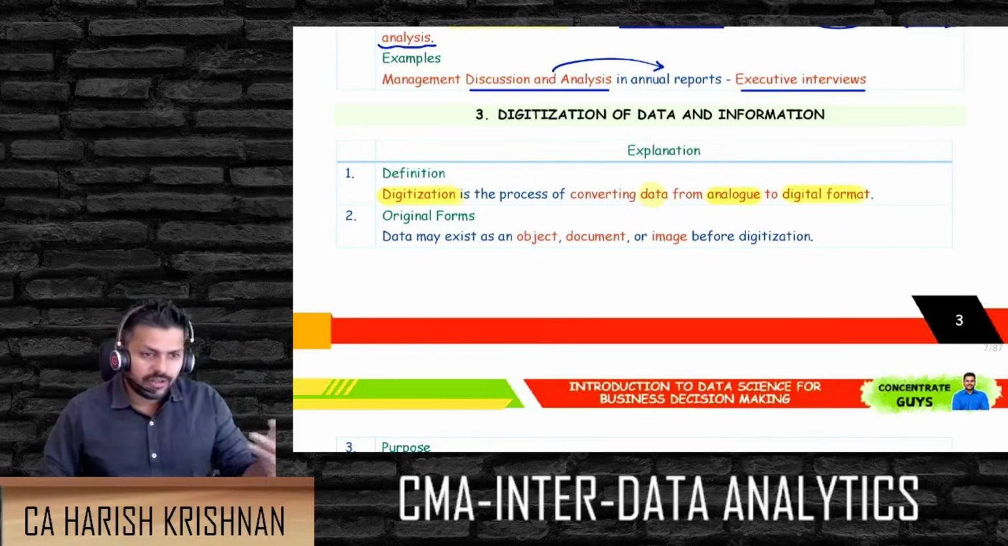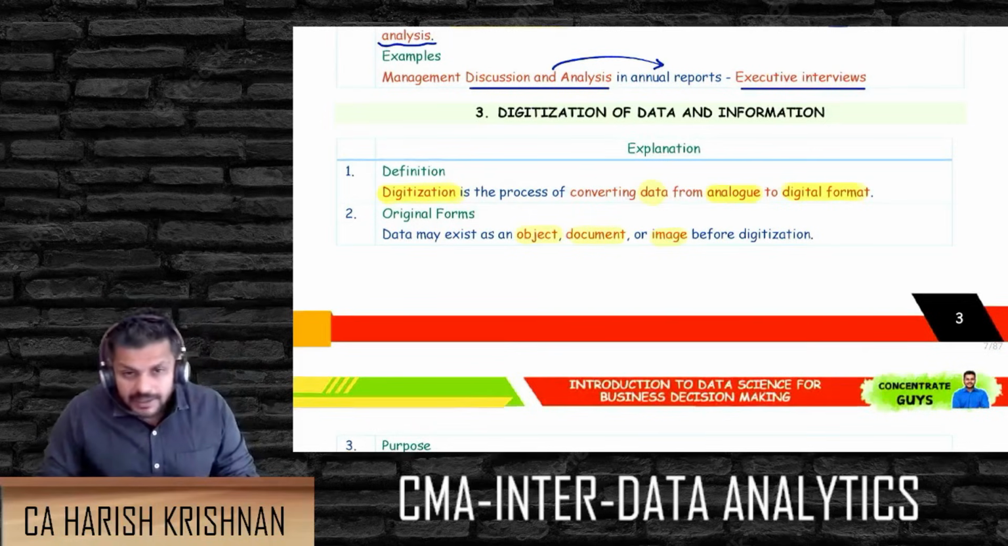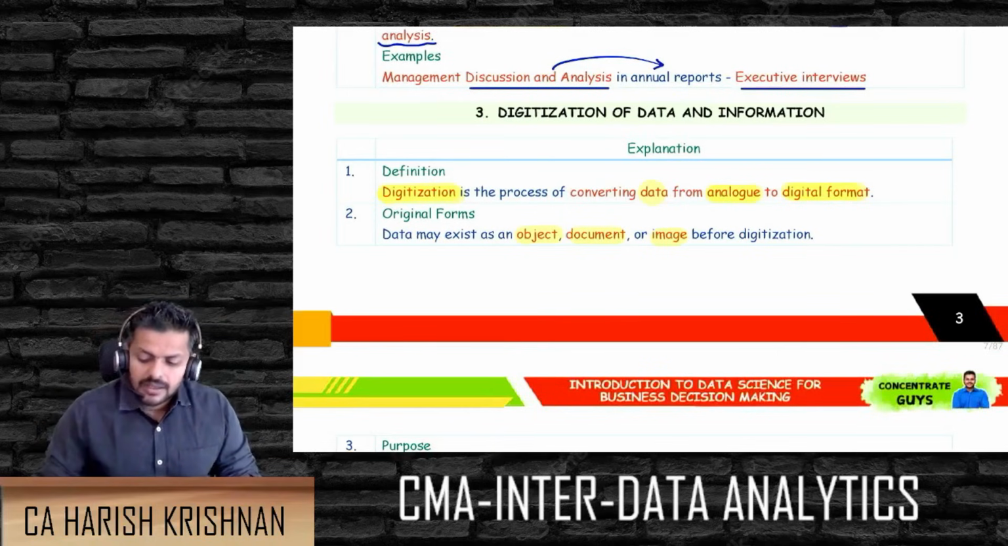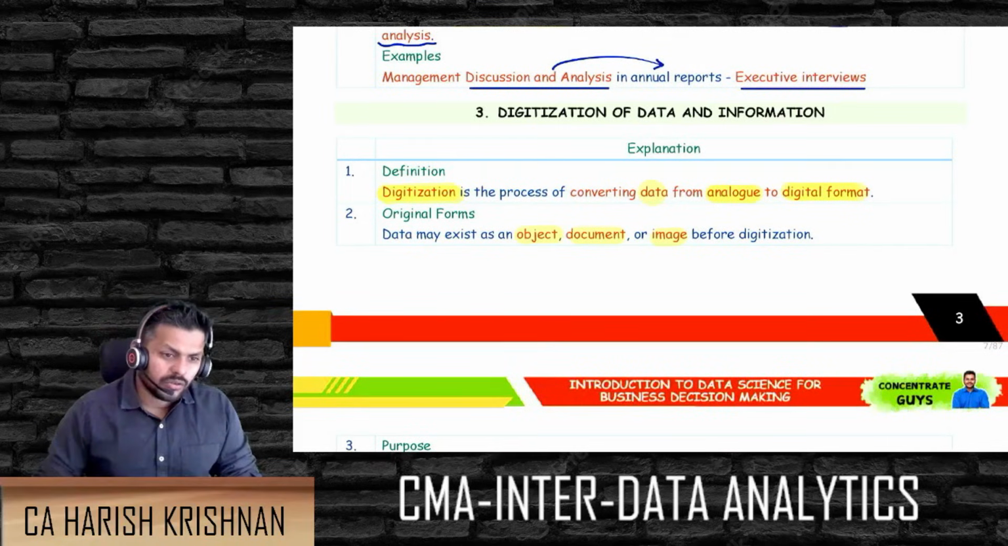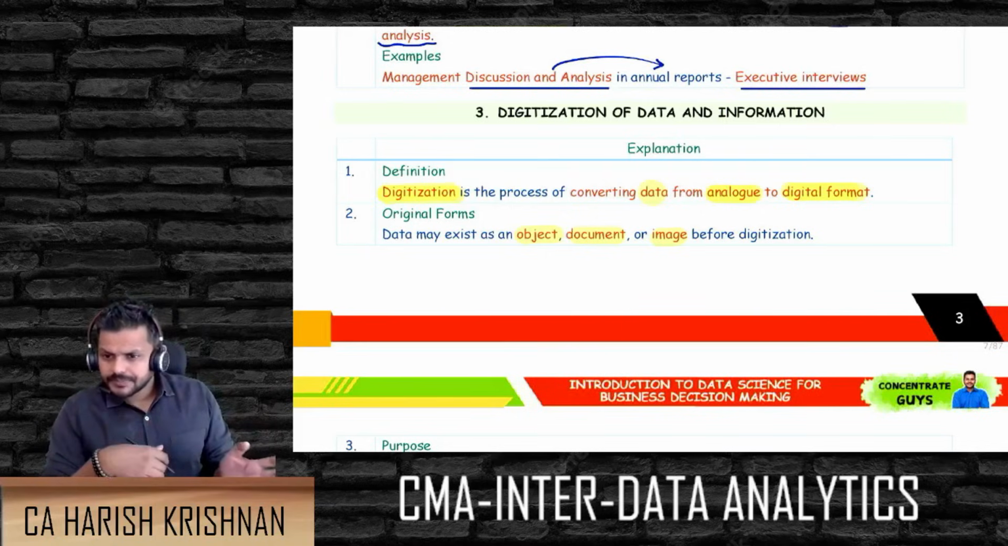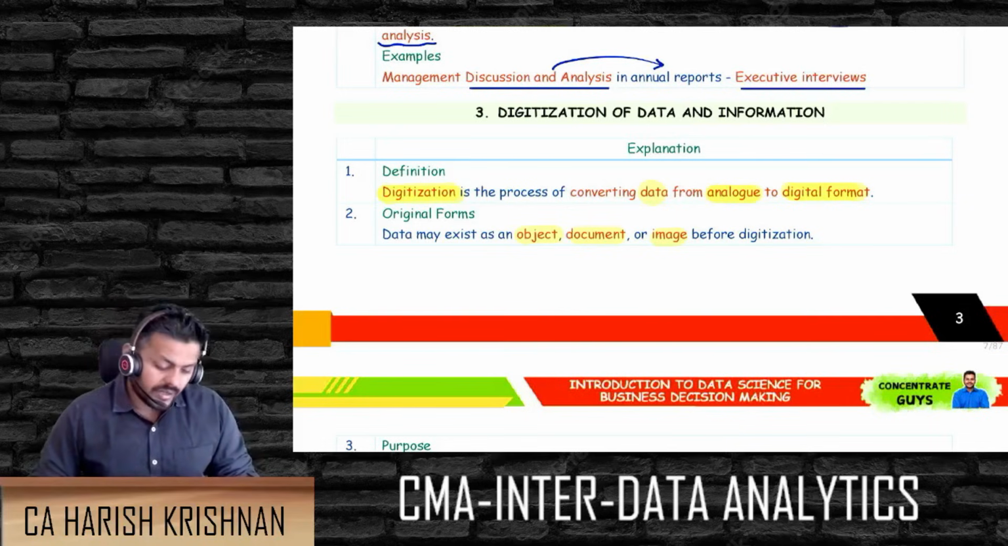Before digitization, data can be in the form of an object, a document, or maybe even an image. But once it is converted into a computerized form, I hope all of you learnt back in school that a computer can read only the binary language of zeros and ones. So we use binary zeros and ones to convert all the content, so that we can make a digitized version of the same thing. This is the understanding of what we do in the concept of digitization.